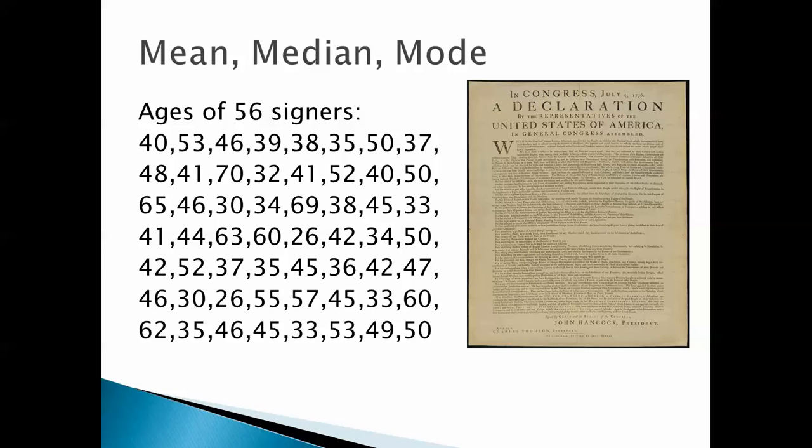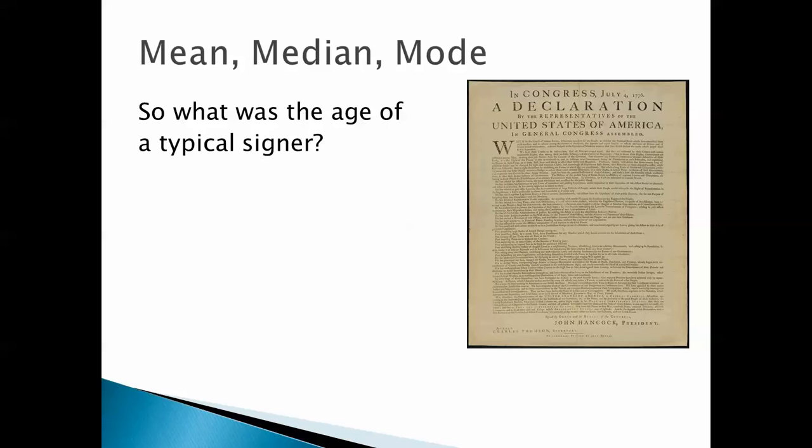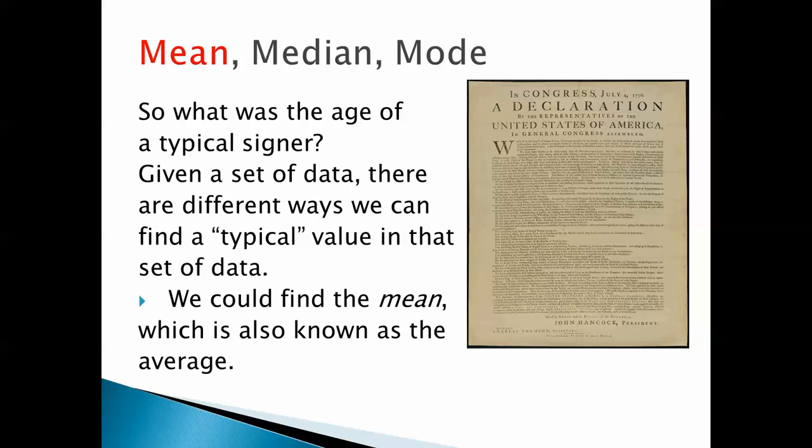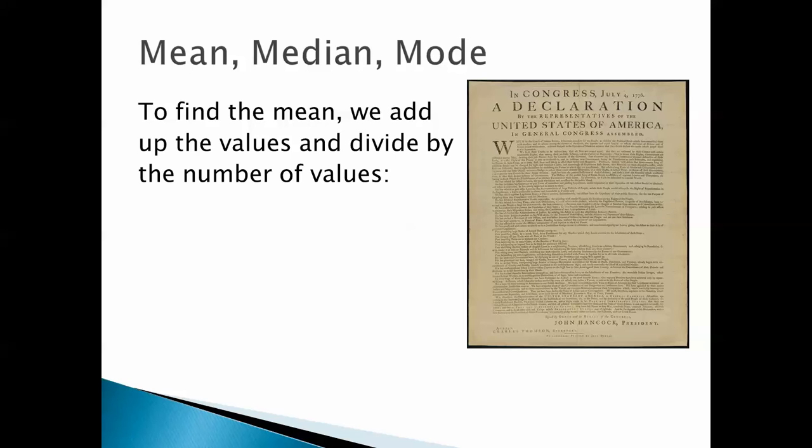40, 53, 46, 39, 38, 35, 49, and 50. So what was the age of a typical signer? Given a set of data, there are different ways we can find a typical value in that set of data. We could find the mean, which is also known as the average. To find the mean, we add up the values and divide by the number of values.